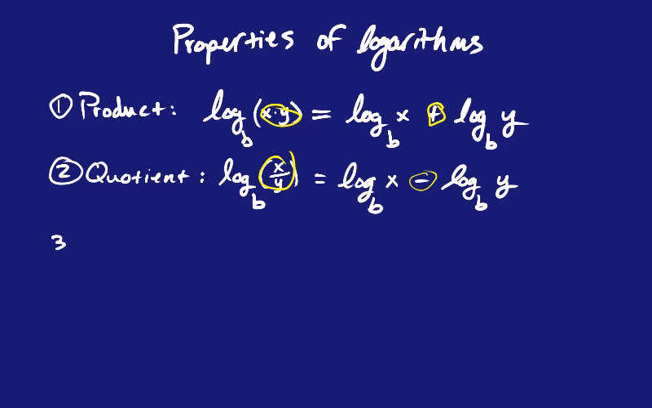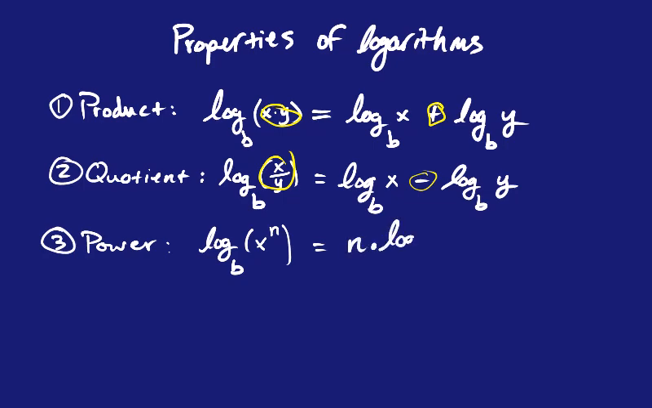And third and finally is one that comes from the first, but it's the power property. And it looks like this: log base b of x to the n equals n times log base b of x. You take the exponent and you put it in front and multiply it by log base b of x.